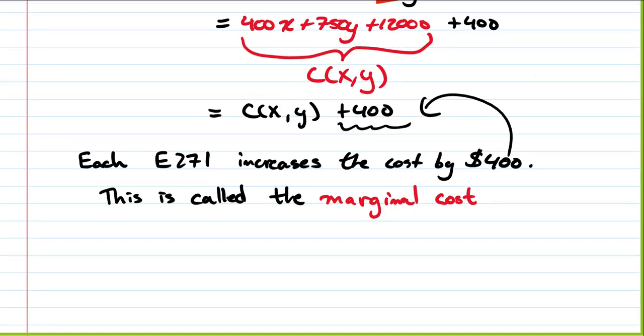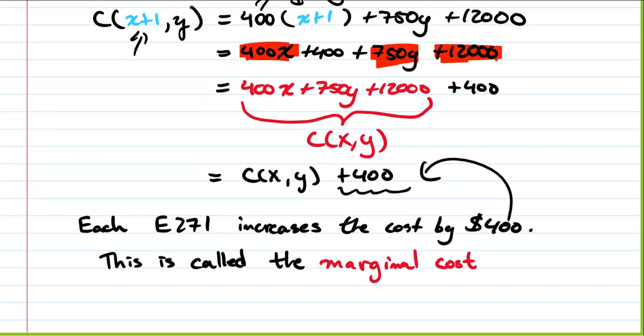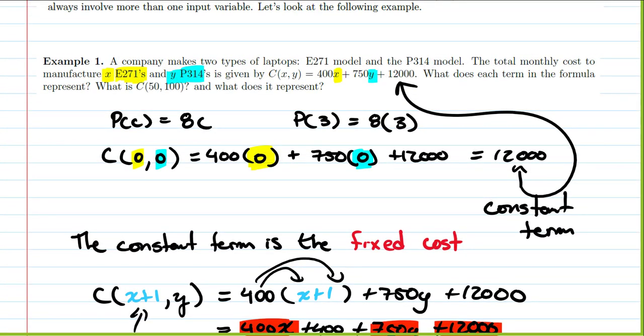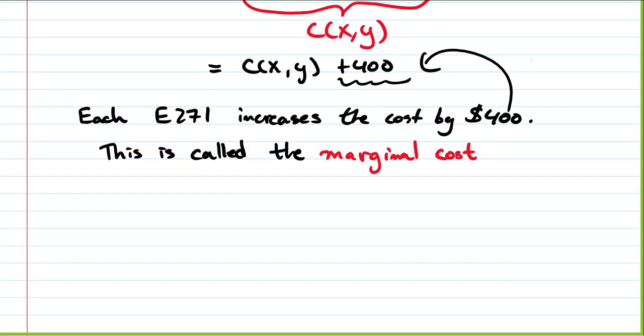We may notice something in this function. When we started, we replaced x with x plus 1 and we got 400. But if we look back at the original function, what was the coefficient on the x? 400. And in this case, it's not a coincidence, because this is a linear function in both x and y.